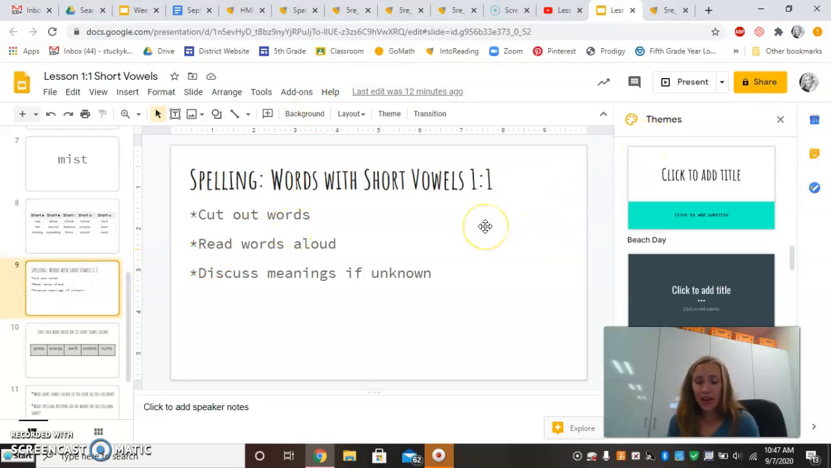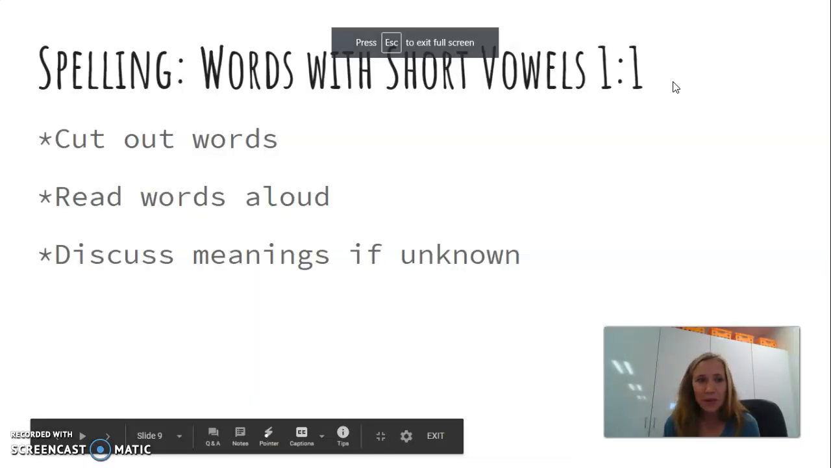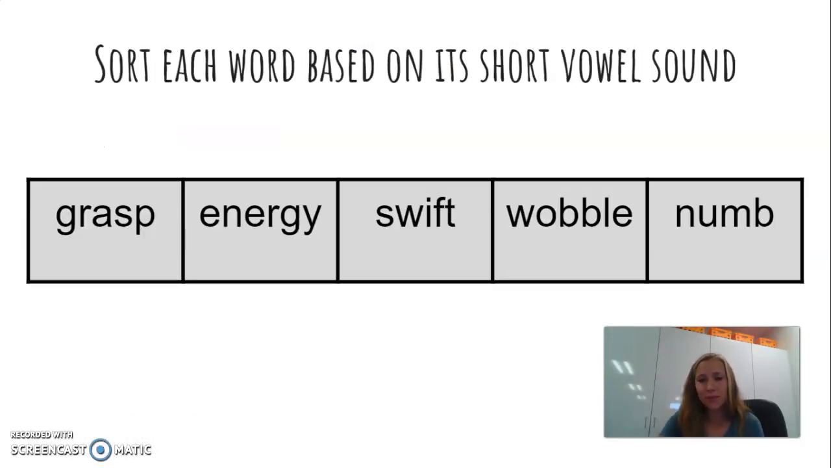All right, so now you are ready for the next step. You have cut your words out, you've read them aloud, and you've discussed the meaning if you didn't know it before. Now what I want you to do is piece through all those little cards, and find the words grasp, energy, swift, wobble, and numb. And I want you to put them as a header just like mine. So go ahead and place those just like mine on the screen. Pause the video and do that. All right, you've got your 5 words up.